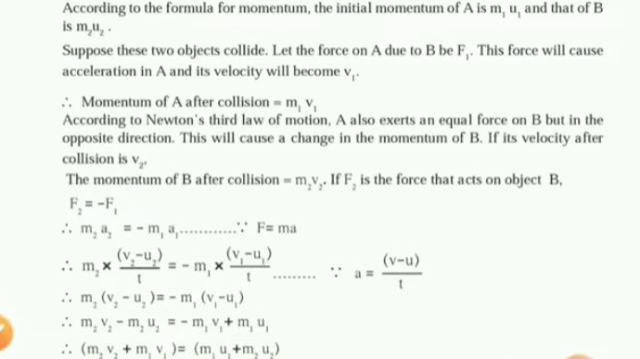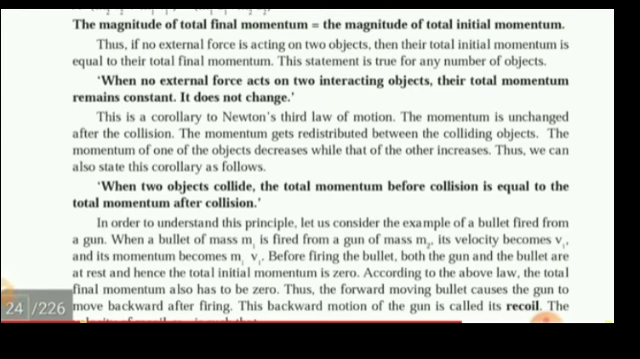Therefore, the magnitude of total final momentum is equal to the magnitude of total initial momentum. Thus, if no external force is acting on two objects, then their total initial momentum is equal to their final momentum. When no external force acts on two interacting objects, their total momentum remains constant. It does not change. And when two objects collide, the total momentum before collision is equal to the total momentum after collision.